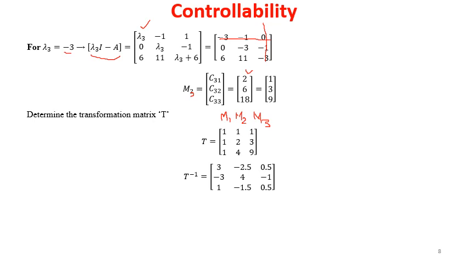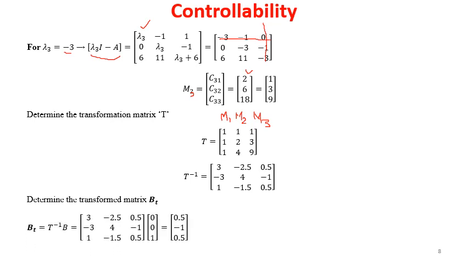Next, to check the controllability of the given state variable equation, we need to find the transformed matrix Bt. So Bt is equal to T inverse times B. We already have T inverse here, that is 3, minus 2.5, 0.5, minus 3, 4, minus 1, 1, minus 1.5 and 0.5, multiplied by the B matrix which was already given in our state variable equation, that is 0, 0 and 1. When we multiply these, we get 0.5, minus 1 and 0.5.